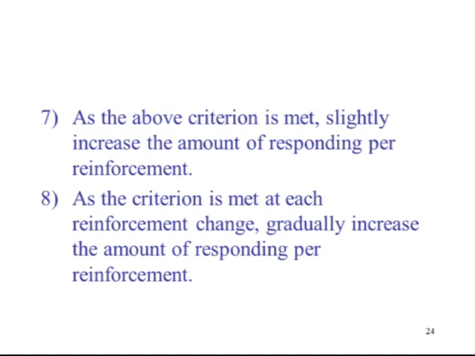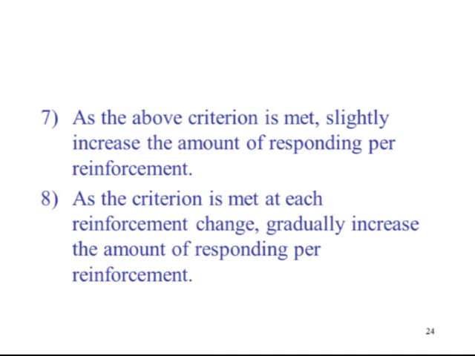Number 7, as the above criterion is met, slightly increase the amount of responding per reinforcement. Well, this simply means that you thin the schedule of reinforcement. You don't reinforce every time anymore, but you reinforce according to whatever your schedule is, every second time, every third time. And then you gradually keep thinning that out. And then 8, as the criterion is met at each reinforcement change, gradually increase the amount of responding. I think that's kind of redundant, isn't it? But you get the idea. You just keep changing the schedule of reinforcement, thinning it out.